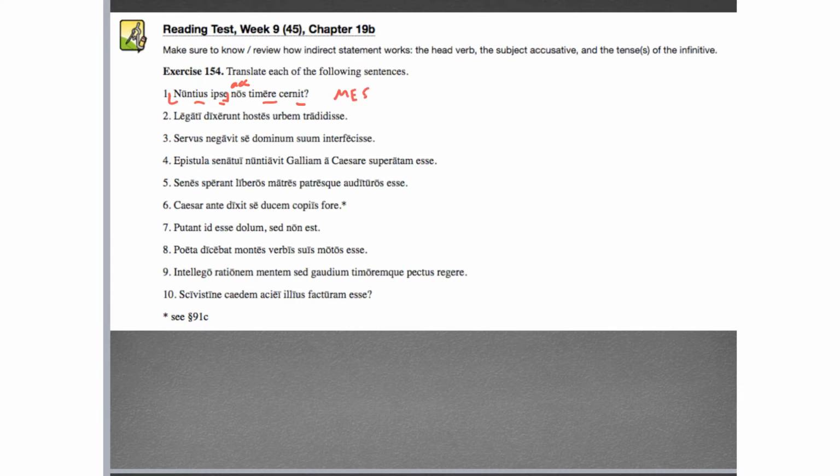So the messenger himself kind of thinks or sees. That's cernit. And remember there is no word in Latin for that. All right, so the messenger himself thinks that we are afraid. And again, remember there's no word for that in Latin. There's no ille, right, which is the word for that, but not this kind of that. That's just the way English expresses it, and Latin does not express it that way.